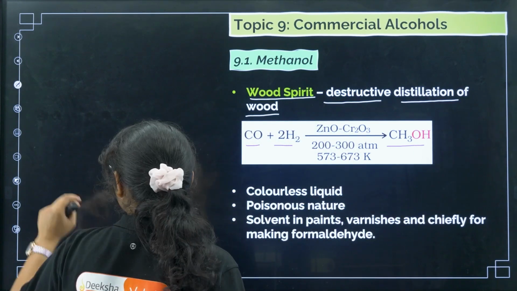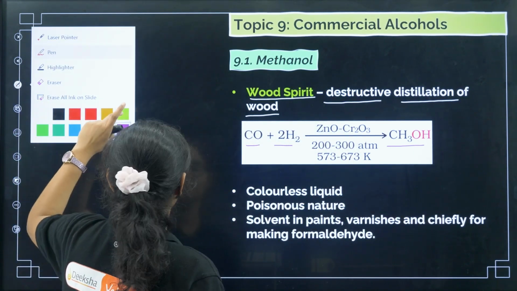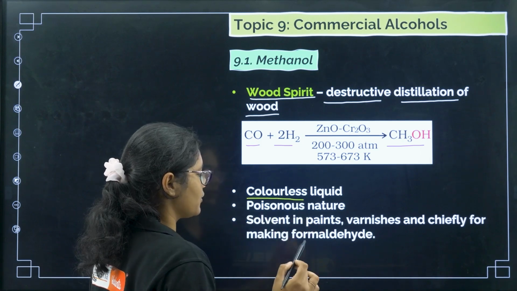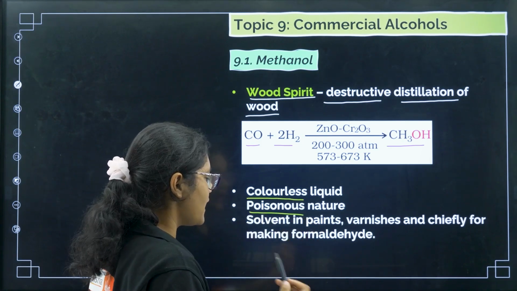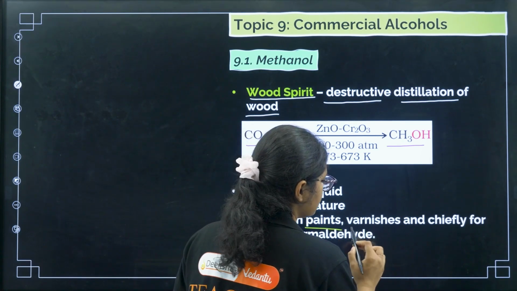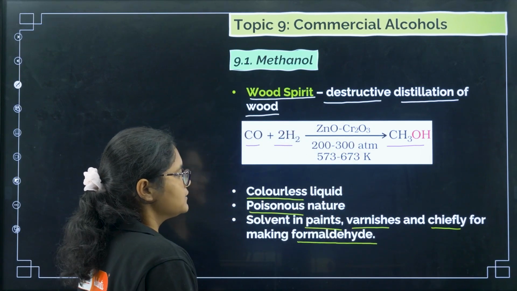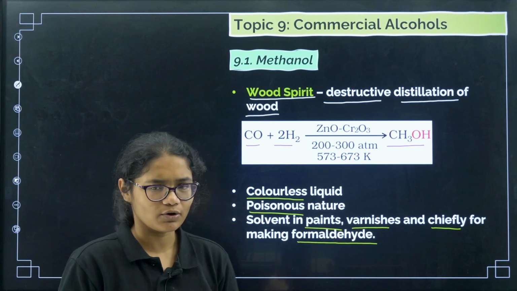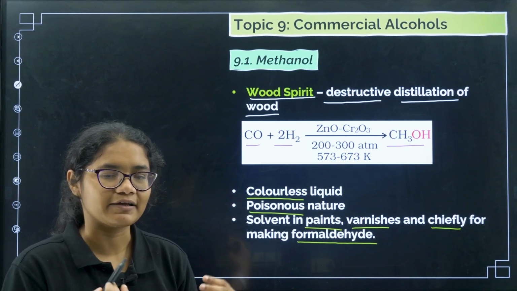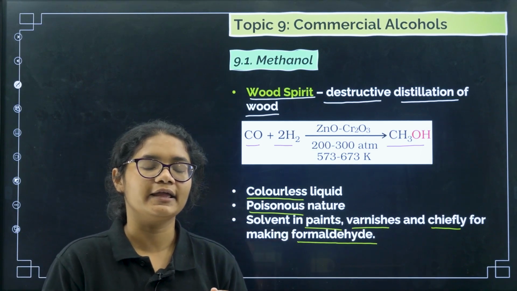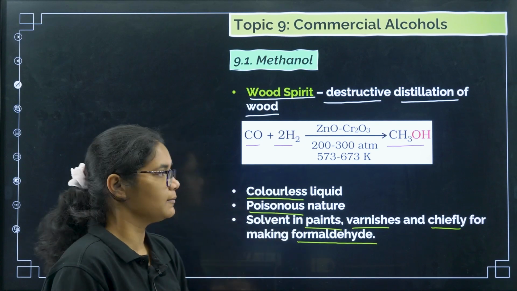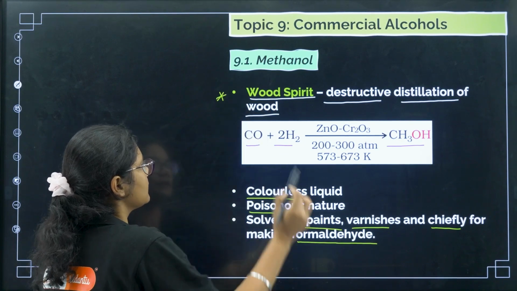Now what are its physical properties? Methanol is a colorless liquid. It is poisonous in nature and it is used as solvent in paints, varnishes and chiefly for making formaldehyde. Questions are not much asked from this part, but you just have to have a certain idea, like it is known as wood spirit. This is one important point that you need to keep in your mind.